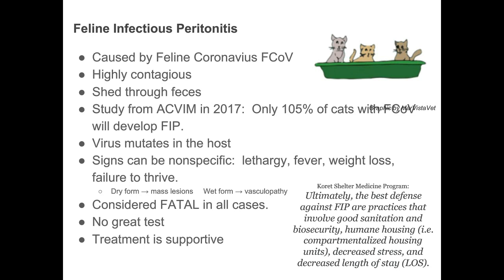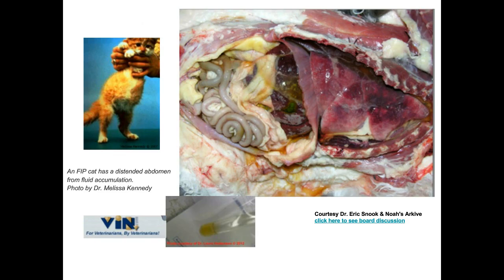So the picture on the left is a fluid-filled abdomen of a kitten, so we will see fluid distension. Of course, this can mean other things, but if your veterinarian thinks that there's a bunch of fluid in there, they can take a sample of it, look at it, and send it into the lab, and you can tell if the cat or kitten has FIP.